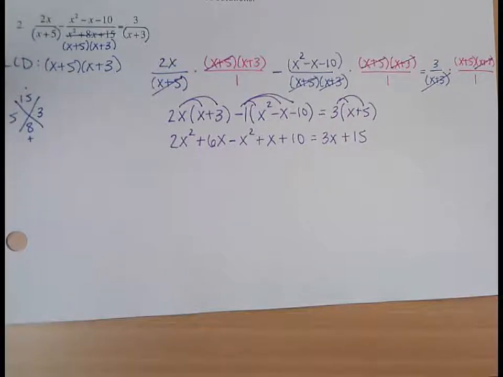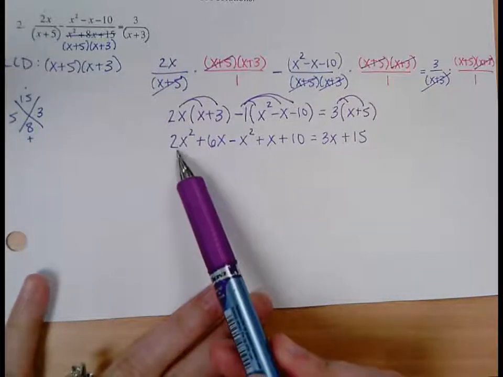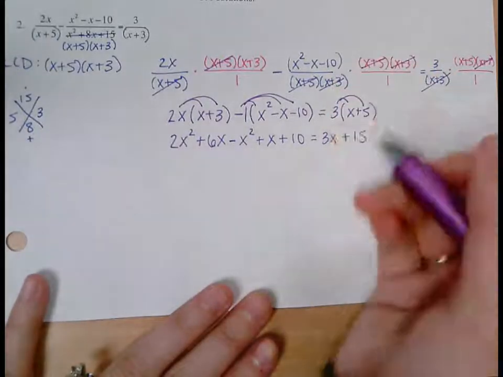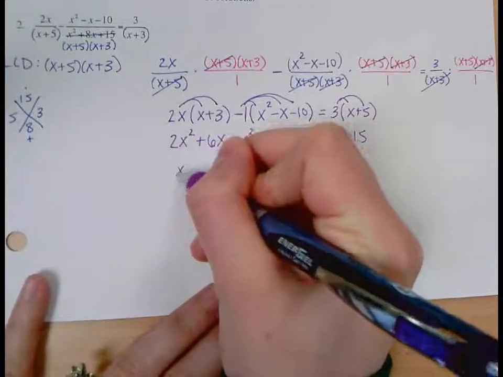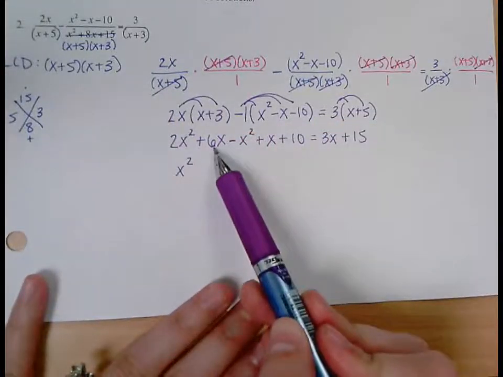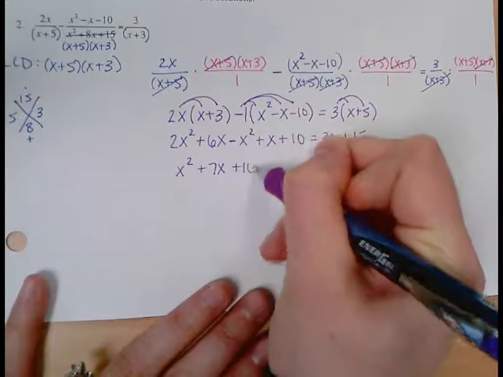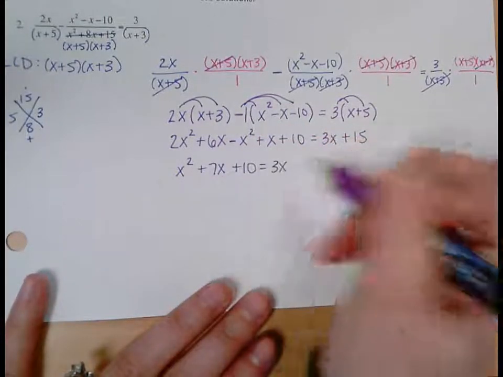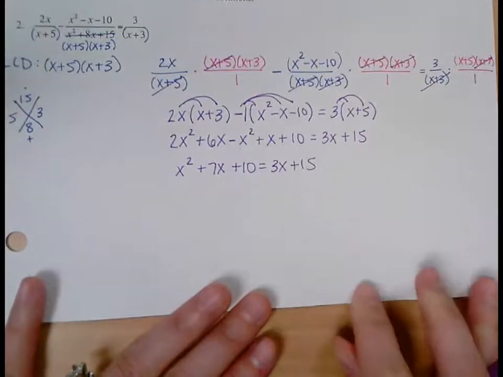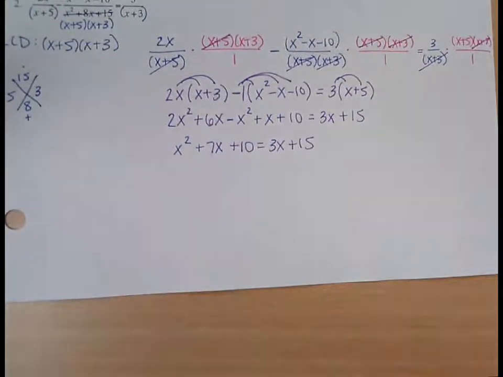And then on the left side, I'm going to combine some like terms. So I have 2x squared minus x squared. So I would just have x squared. I have 6x plus x, so plus 7x. And then I have plus 10 equals, and I have 3x plus 15. So now both sides are simplified. In terms of solving this equation, where would you go from here?